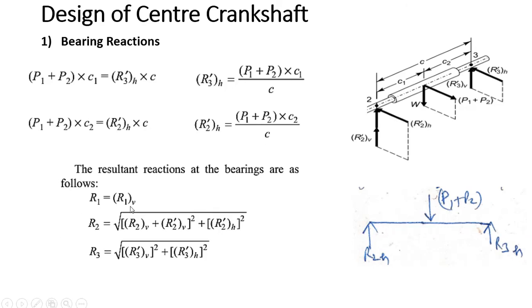R1 is equal to R1V only, because there is no horizontal component in bearing 1. But in the case of R2 we have two components, horizontal and vertical. For R3 also we have two components, horizontal and vertical, and you will get the values of R1, R2 and R3. This is how you calculate the bearing reactions first. And the distance B we assumed, or there is an empirical relation for B, that we basically take as 2 times the diameter of the piston.